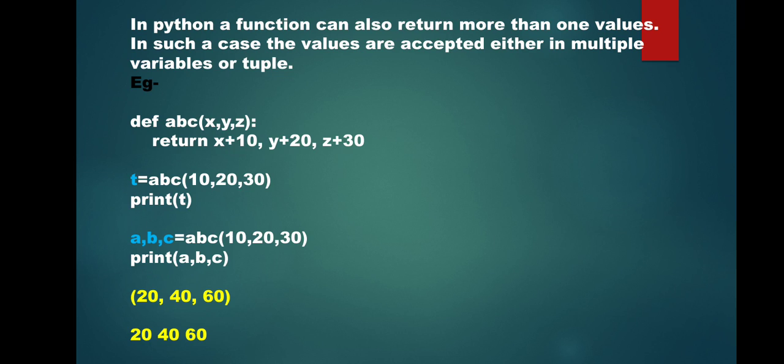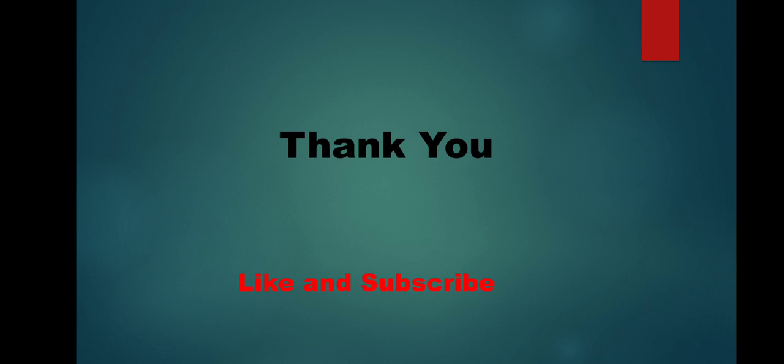So when a function returns more than one value, you can either store all the values in a single variable in the form of a tuple, or you can give different variables. But you have to remember one thing: if the function is returning 3 values, 3 variables are to be mentioned over here. If you mention fewer variables or more variables, it will give you an error. Right? So with this, I come to the end of this video.